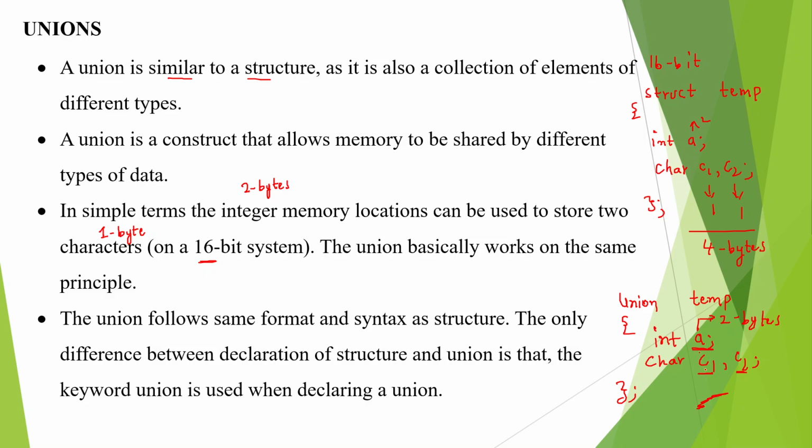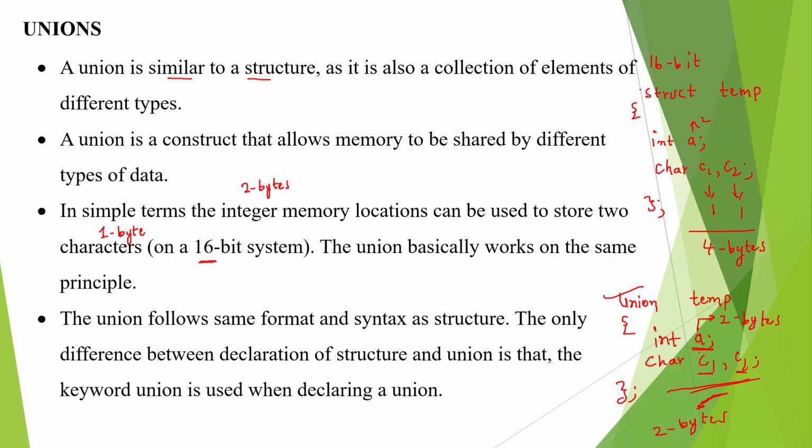So it is not going to allocate any memory for the smaller data type items. It will allocate memory only for the larger data type item, that is integer, so only 2 bytes. And when storing C1, C2, it is going to use the same 2 bytes allocated for the integer. So overall, how many bytes will it allocate for this union? Only 2 bytes. That is the reason your union is memory efficient when compared with structure.